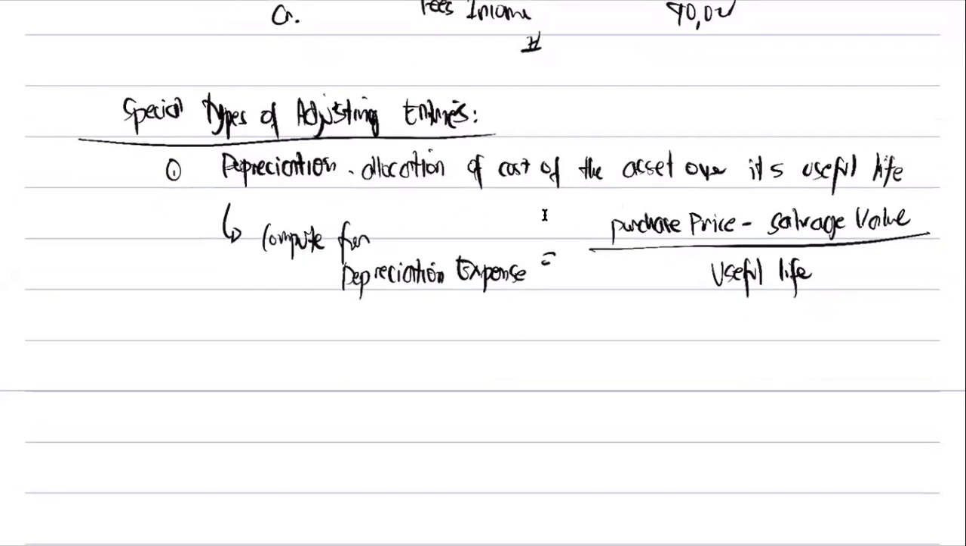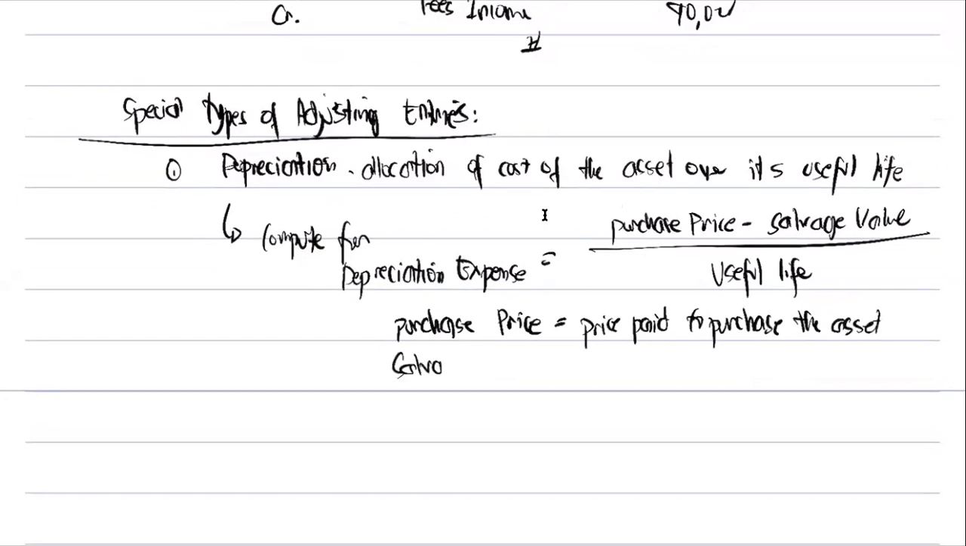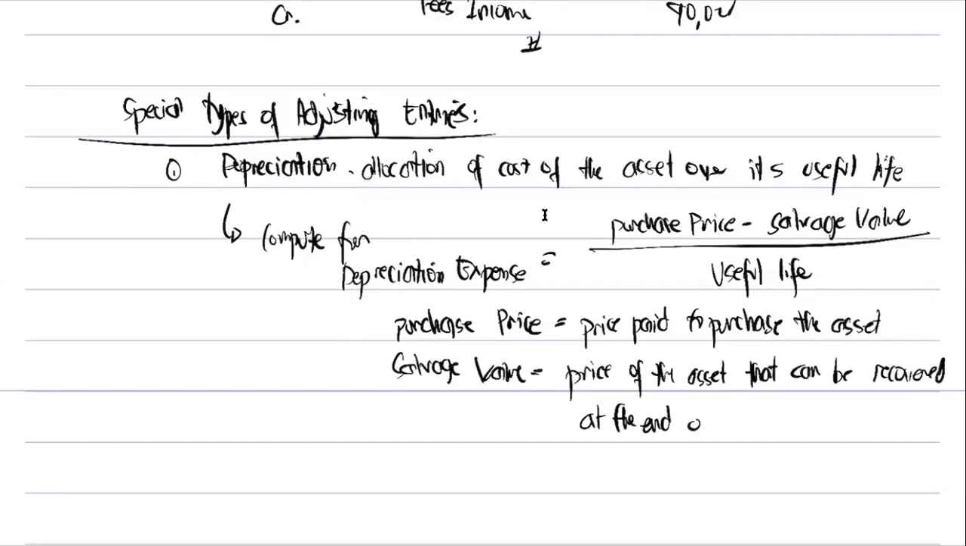Okay. First, what is purchase price? This is the price paid to purchase the asset. What is the salvage value? The price of the asset that can be recovered at the end of its useful life.